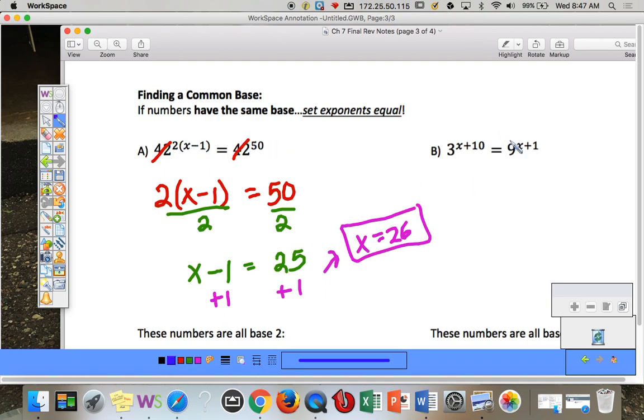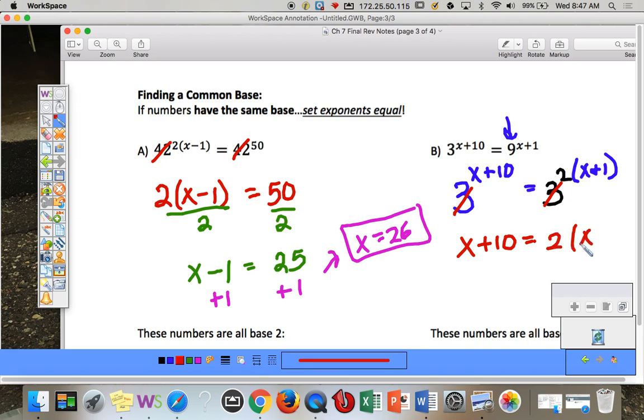If they don't have a common base, you have to make them match. So here a common base of 3 and 9 would be 3. So we have 3 to the x plus 10 equals, and 9 is the same as 3 squared. And then you have the x plus 1. So here's what it looks like. Now the bases match, you ignore them. Set the exponents equal. X plus 10 equals 2, x plus 1. We'll distribute. We have x plus 10 equals 2x plus 2.